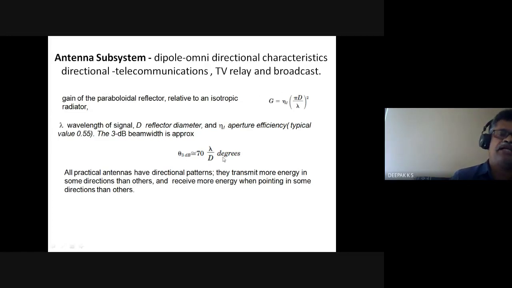All practical antennas usually have a directional pattern, so they transmit more energy in some directions than others, and receive more energy when pointing in some directions than others. So this dipole is not normally used for communication purposes in the uplink and downlink, and that's used while the satellite is being launched.